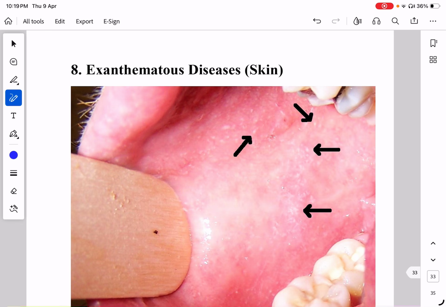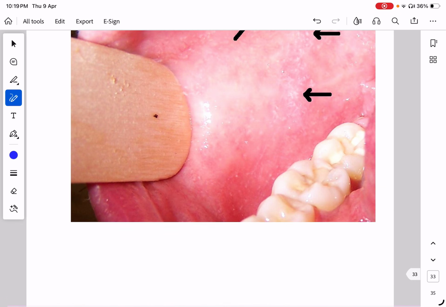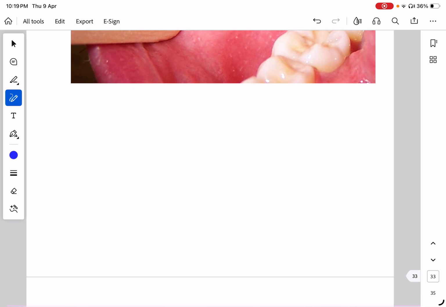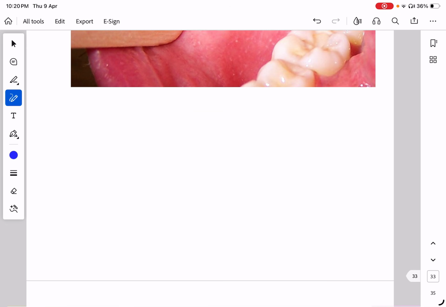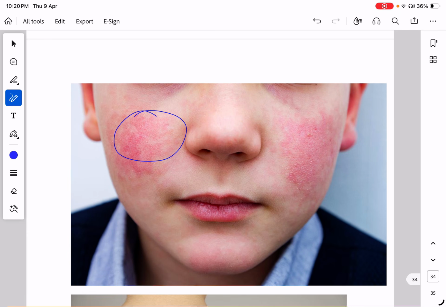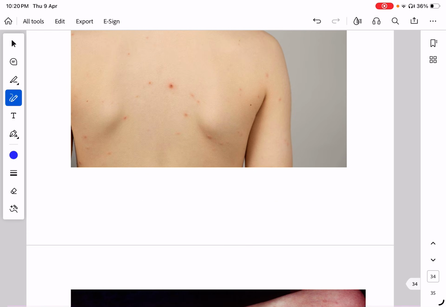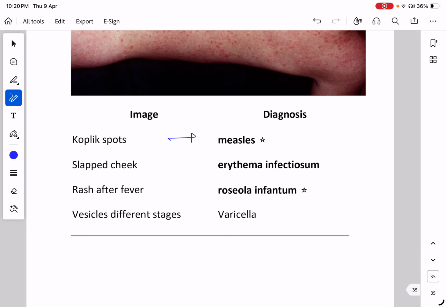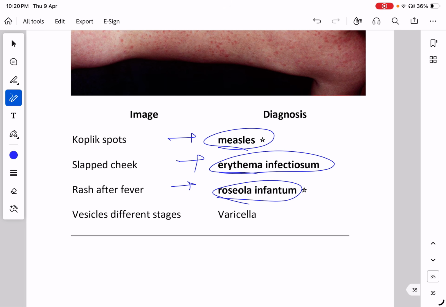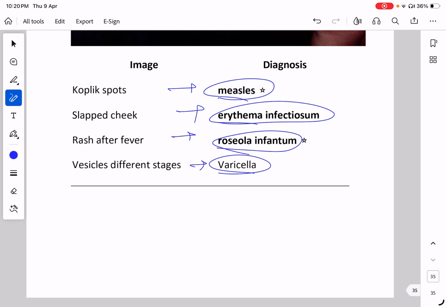Exanthemous diseases of the skin. So this is the oral mucosa, Koplik spots. These small white Koplik spots are seen. This is the left cheek appearance. These are the lesions, polymorphic lesions of different stages. Okay, so Koplik spots in measles, left cheek in erythema infectiosum, rash after fever in roseola infantum, and vesicles of different stages are seen in varicella infection.